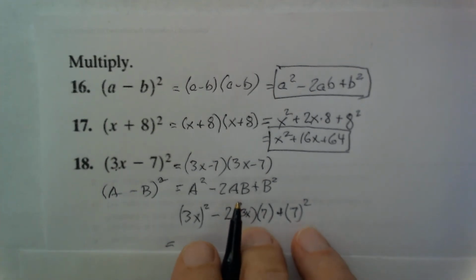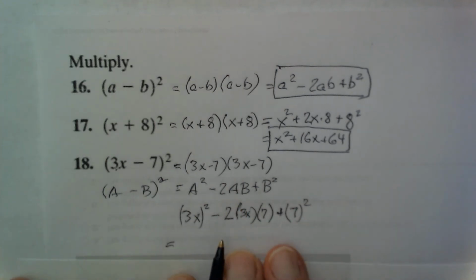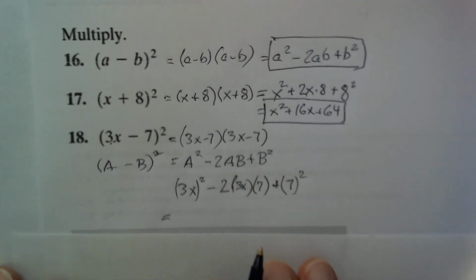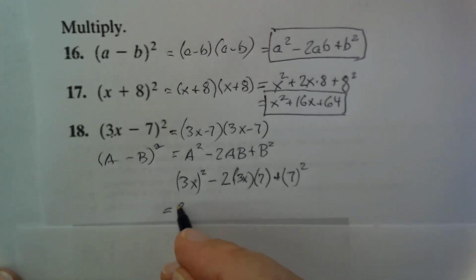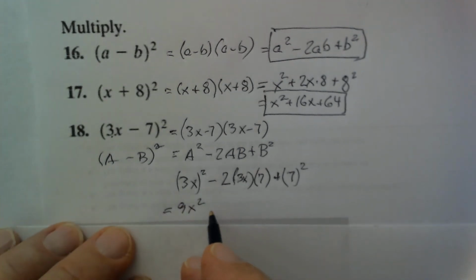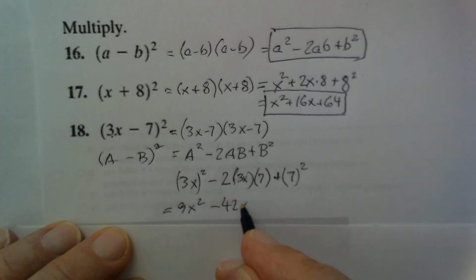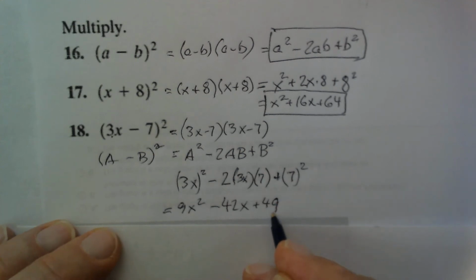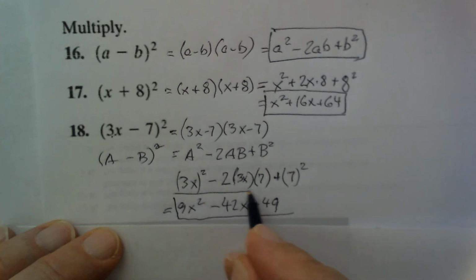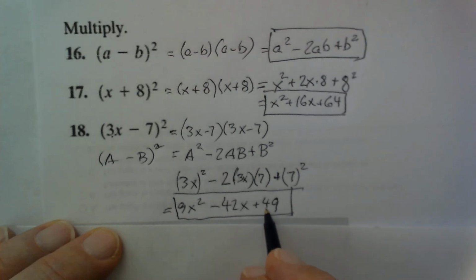And so what is 3x squared? Well, that's the same as 3x times 3x, and 3x times 3x is 9x squared, and minus 2 times 3 is minus 6, times 7 is minus 42, and then there's the x, and then of course 7 squared is simply 49. So that would be our answer to that particular exercise: 9x squared minus 42x plus 49.